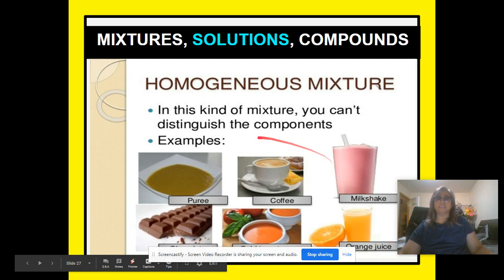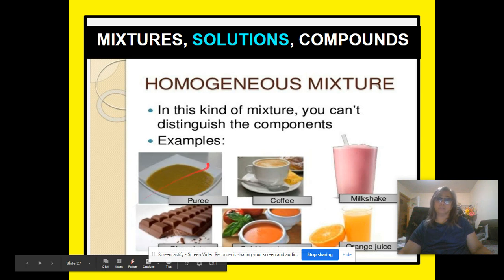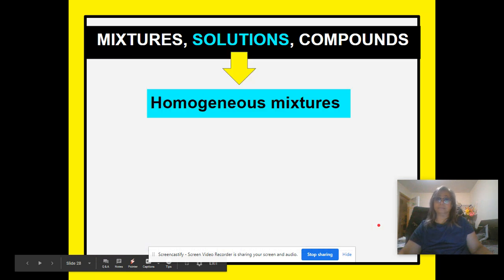Homogeneous: in this kind of mixture, you can't distinguish the components. Puree can be any fruit or vegetable, maybe. Coffee, because in coffee, especially if you have latte, you have milk, you have sugar, you have coffee beans. Milkshake, and some of these other examples here.